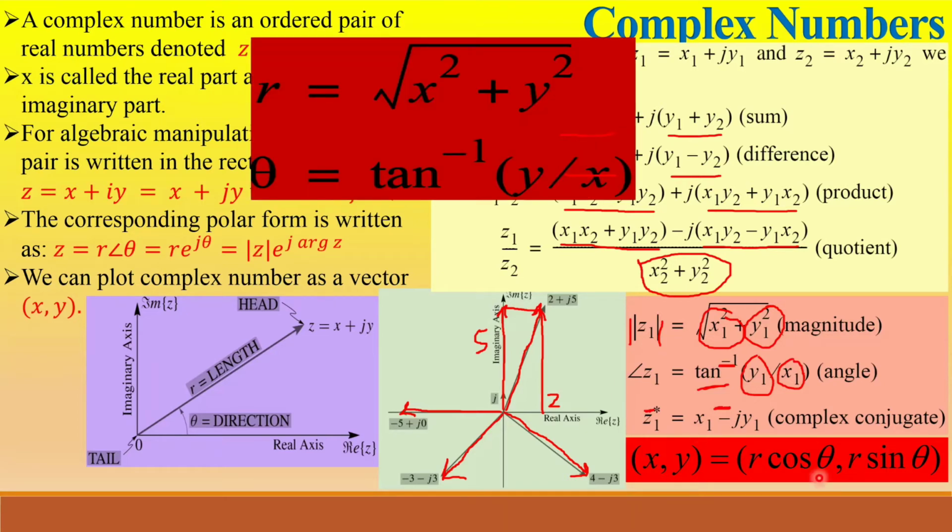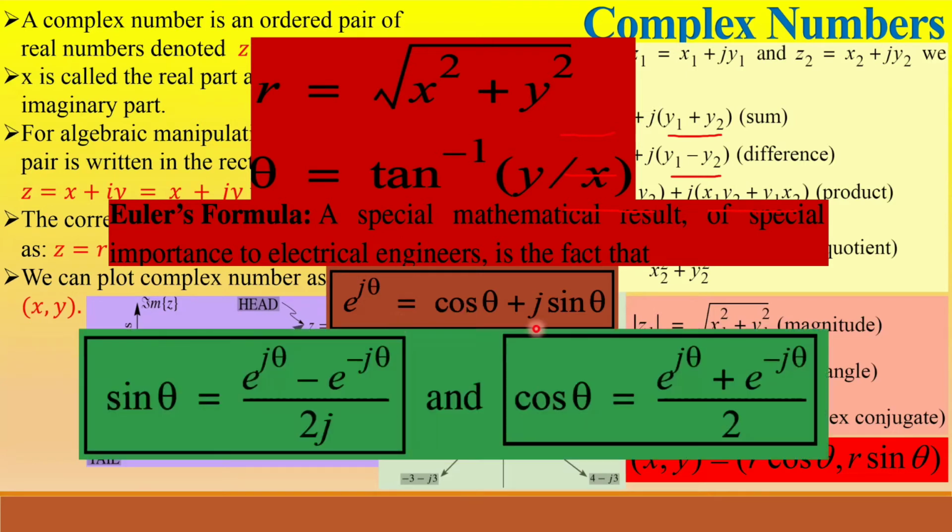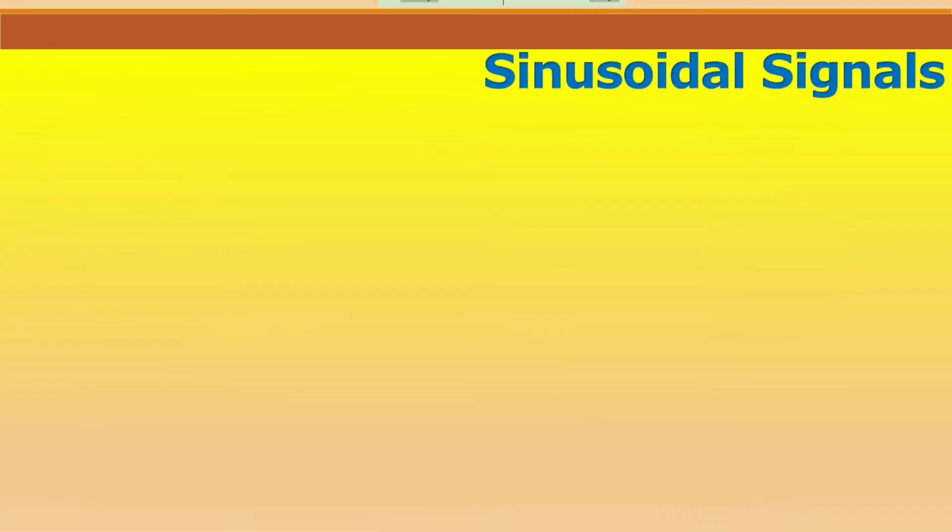The rectangular to polar form is summarized as shown. A special mathematical result of special importance to electrical engineers is the fact that exponential of j theta equals cosine theta plus j sine theta. The sine and cosine functions can be written in terms of exponentials as shown.